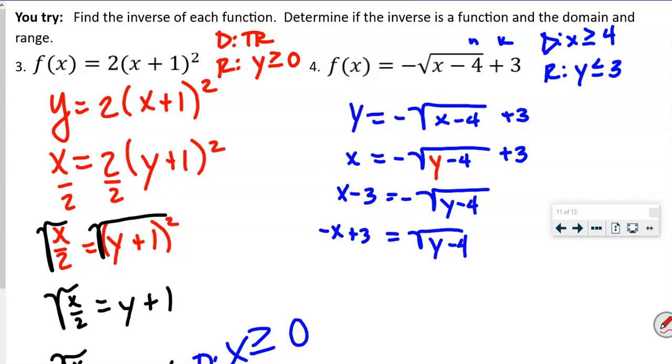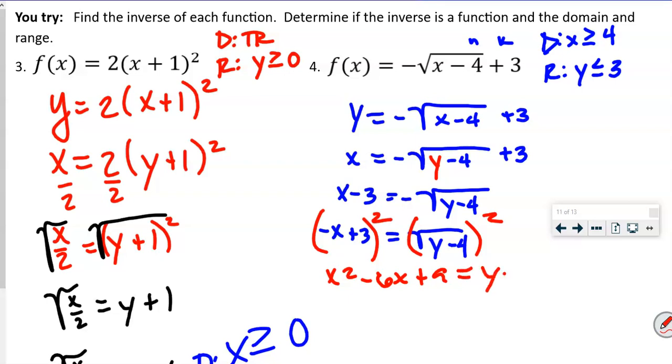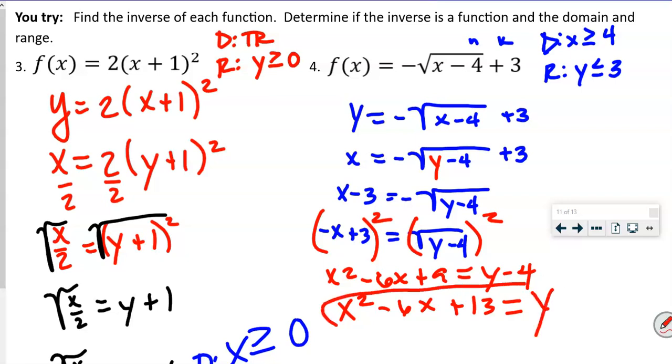So what are we going to do now? Are we going to square both sides? So that's going to give me x squared minus 6x plus 9 equals y minus 4. And then we're going to go ahead and move that 4 over to the other side by adding it. So my inverse is going to be x squared minus 6x plus 13 equals y. Sorry, I said 0. Y. Okay, so that's our inverse right there.